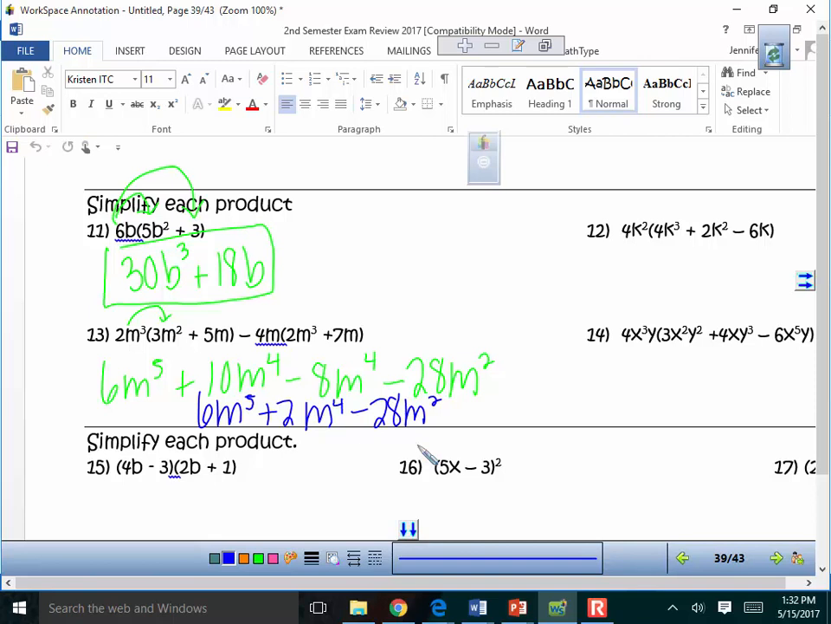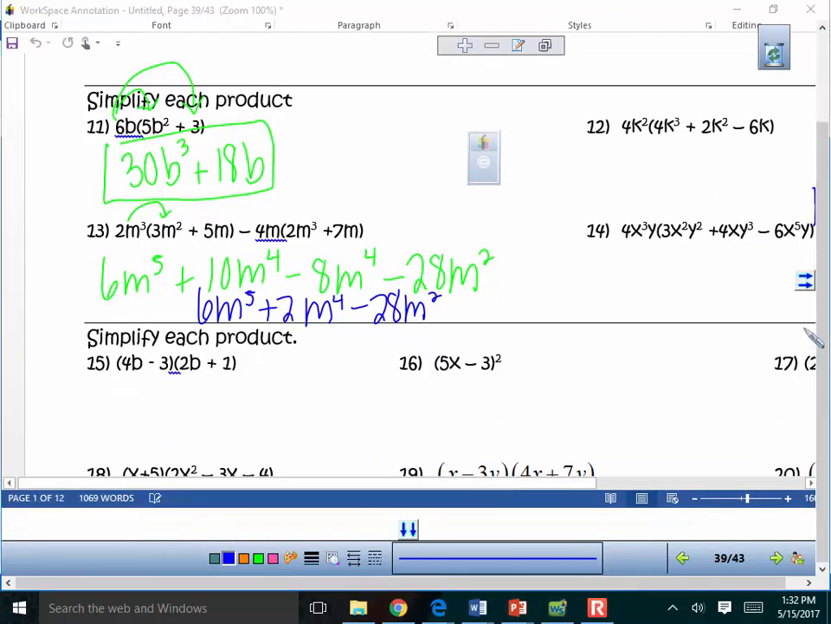All right, let's look at 15. On 15, what are we going to do? We use this special property, the distributive property. So we're going to multiply, and that's 8b squared. 4b times 1 is minus 6b minus 3.